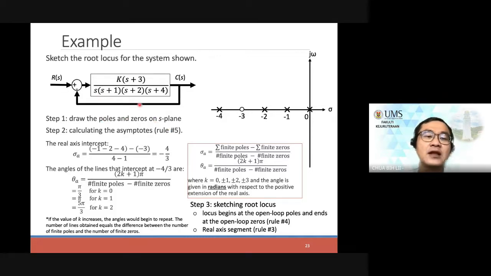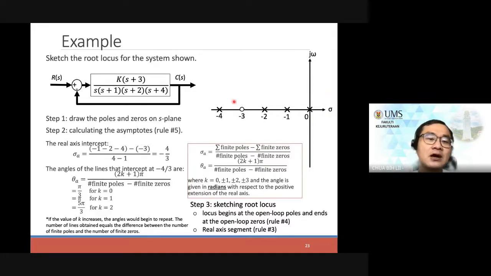So we have the poles at 0, -1, -2, and -4, right? So you just draw 0, -1, -2, and -4. Then here we have the zero at -3. The zero is a circle point. For the poles, we just put a cross over there, right? So we have these poles and zero plotted over here.